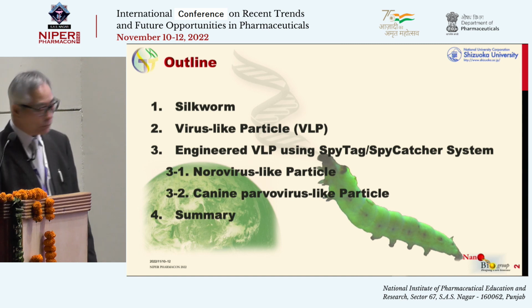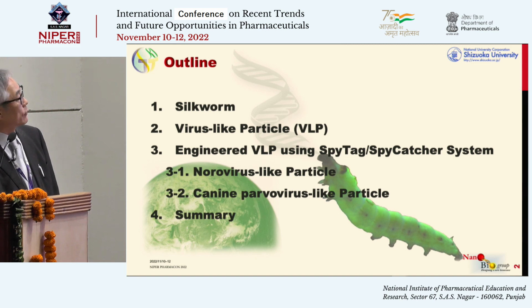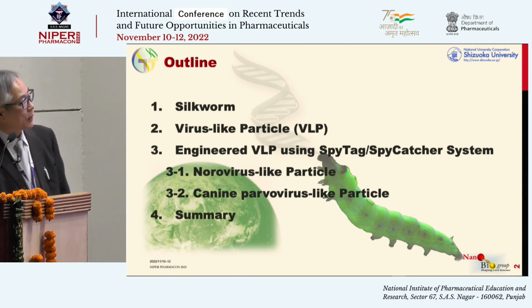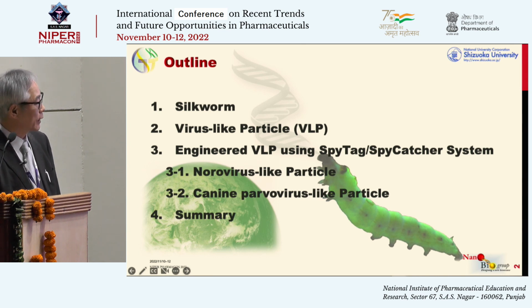Okay. The outline is, I'd like to introduce very briefly silkworm and the virus-like particle, and how to engineer VLP for improving display efficiency. We use the SpyTag/SpyCatcher system. As an example, norovirus-like particle and canine fiber-like particle. And I'd like to summarize.